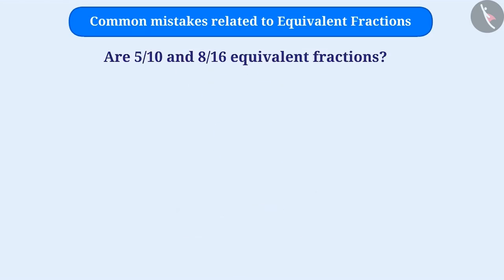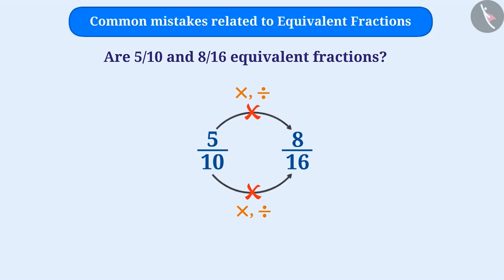But when they are asked if 5 by 10 and 8 by 16 are equivalent fractions, then they observe that multiplying or dividing the numerator and the denominator of 5 by 10 by any number does not give 8 by 16. Similarly, multiplying and dividing 8 by 16 by any number does not give 5 by 10. So, it is misunderstood that both these fractions are not equivalent fractions.